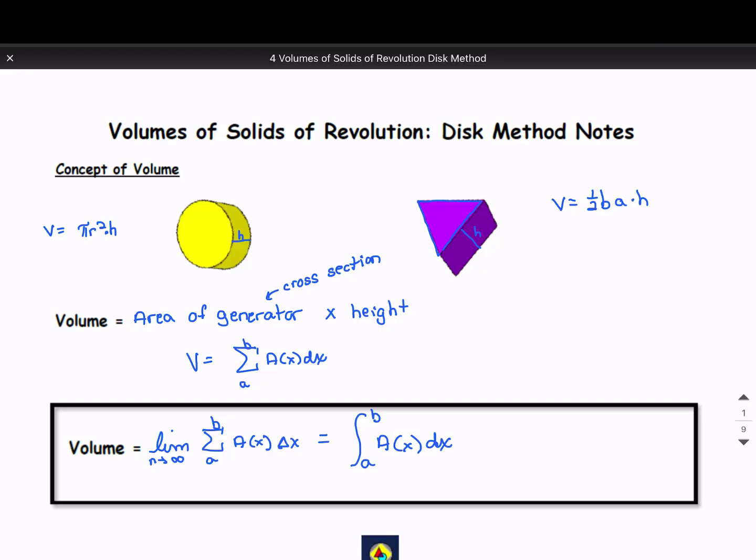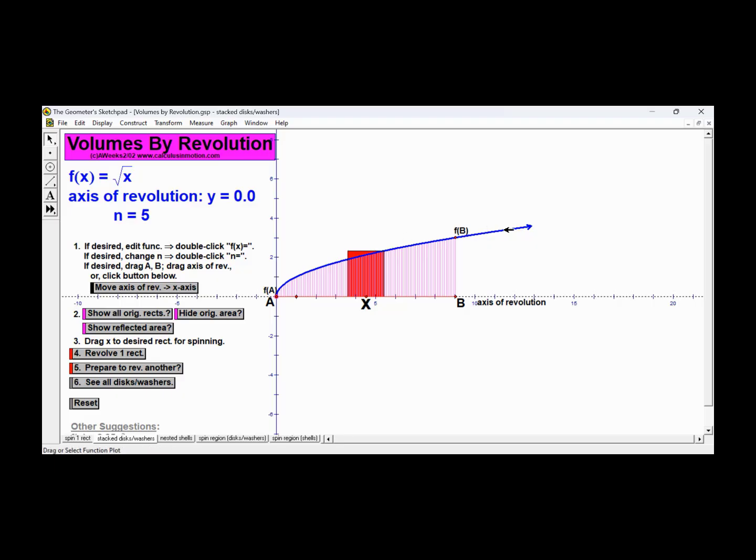Now, I'm going to take you to a program that I have, Geometer Sketchpad, and I'm going to help you visualize how, when some of these curves are rotated about the x-axis, what the resulting shape looks like. Okay, so here we have half a parabola that we want to rotate around the x-axis. So the first thing I'm going to do is show you the reflected area, and that's the first thing we do when we're drawing it on paper. Now, I'm just going to take this rectangle and revolve the one rectangle so you can see. And you can see that as that goes around, that's a pretty solid circular disc.